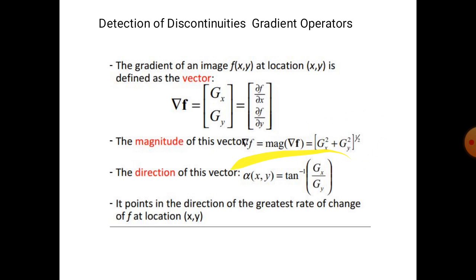The direction of the gradient vector is alpha x,y equals tan inverse of gy upon gx, measured with respect to the x axis. As in the case of the gradient image, alpha x,y is also an image the same size as the original, created by the array division of image gy by image gx. The direction of an edge at an arbitrary point x,y is orthogonal to the direction alpha x,y of the gradient vector at the point. The gradient vector points in the direction of the greatest rate of change of f at location x,y.